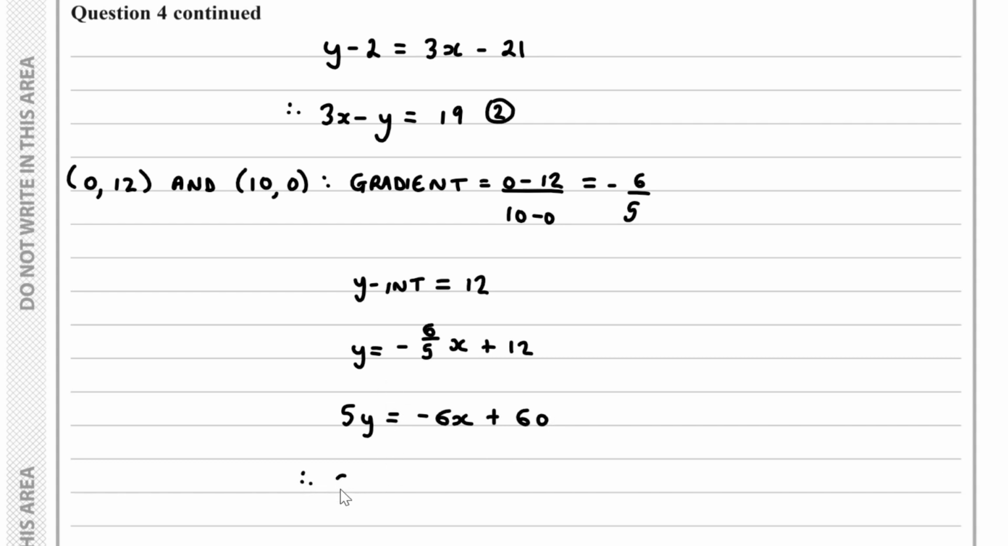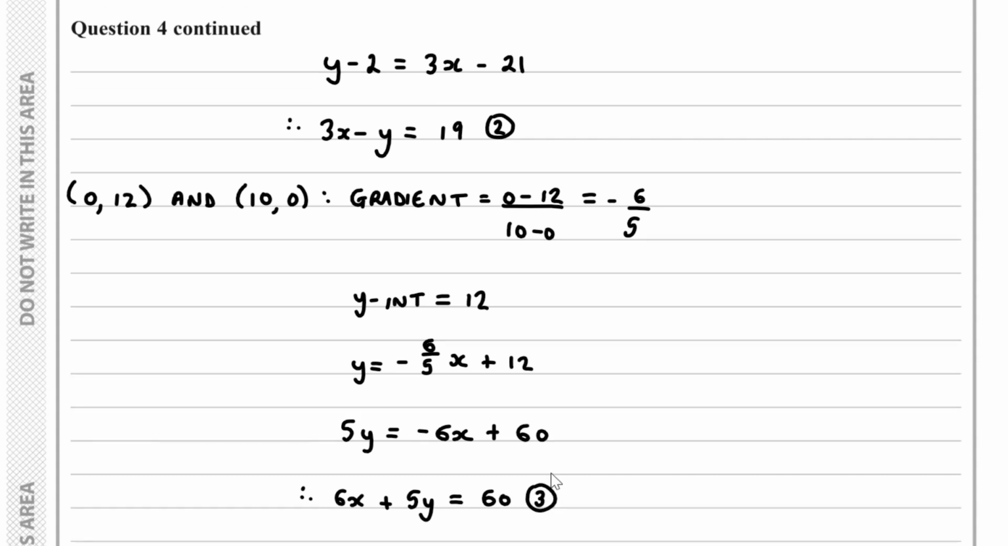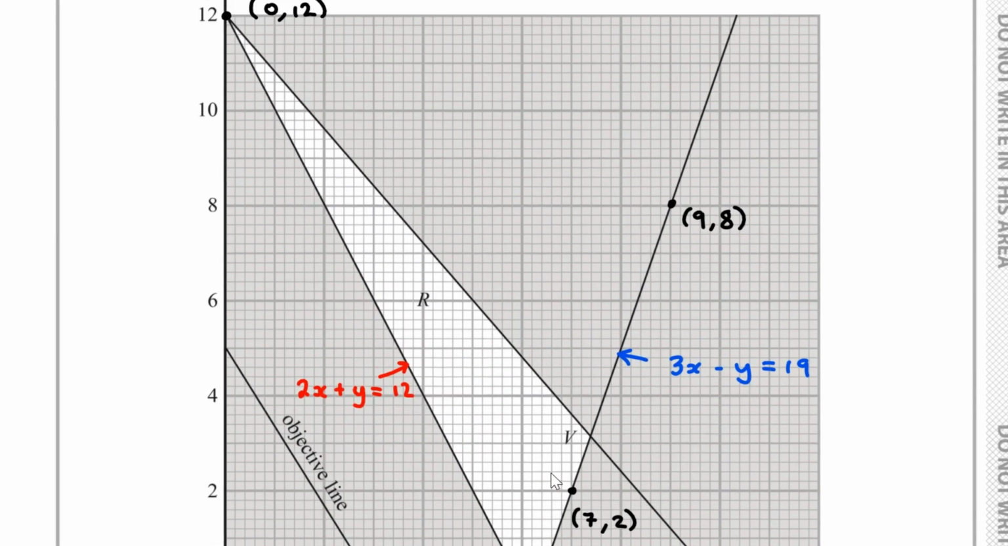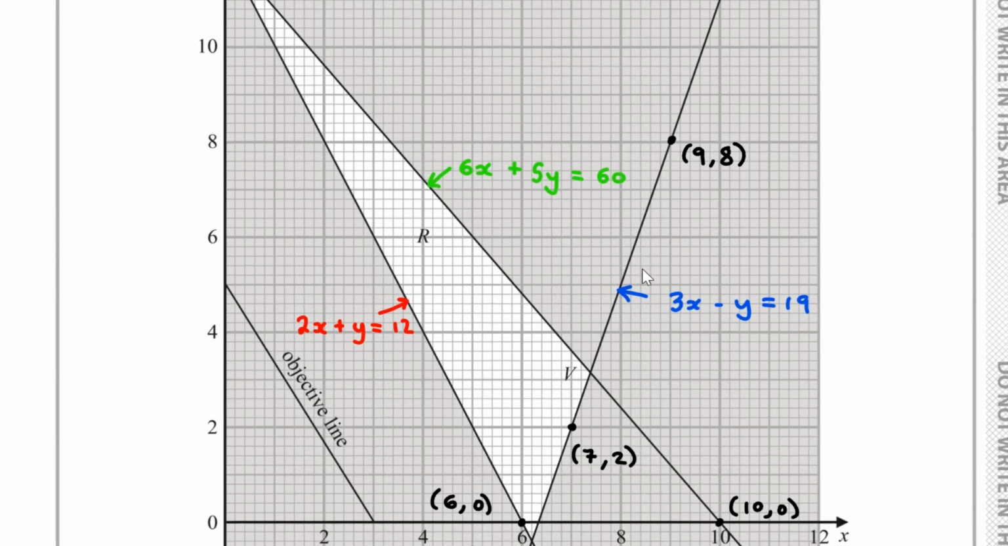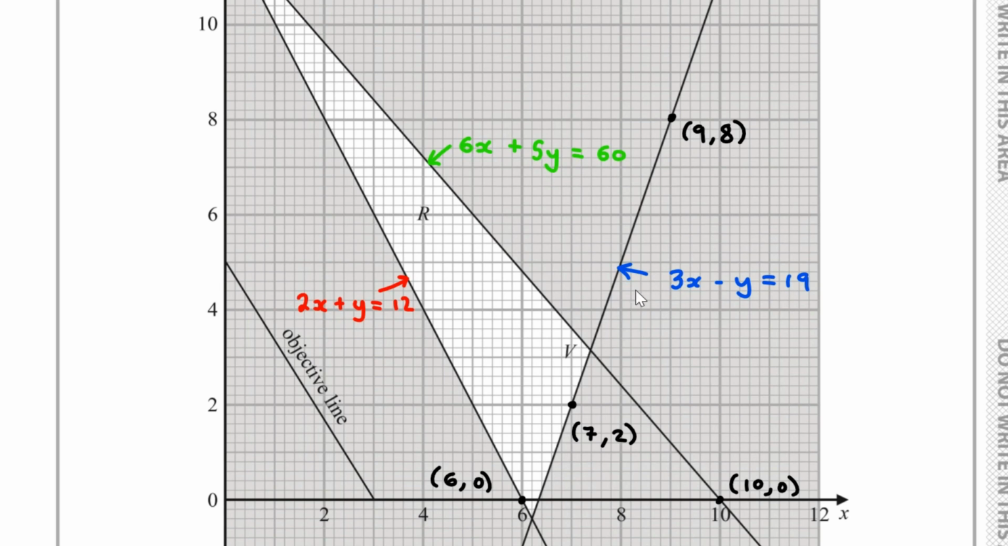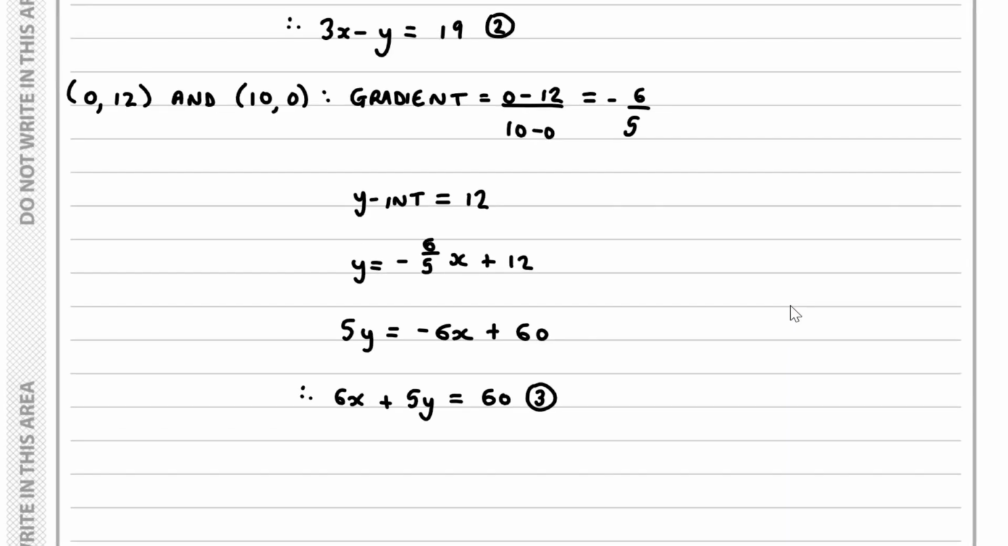with 6x plus 5y equals 60. We'll call this equation number 3. So if I add this to the diagram, we have over here 6x plus 5y equals 60. And you can see V is the intersection of 6x plus 5y equals 60, and 3x minus y equals 19.